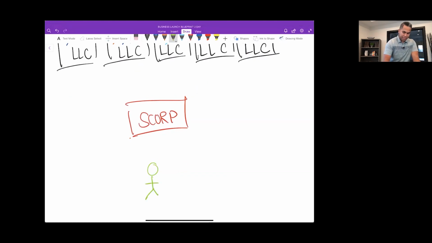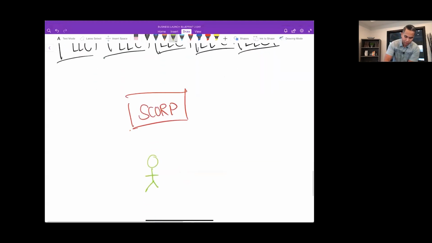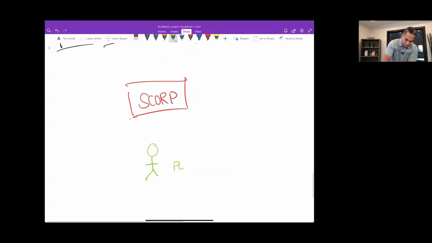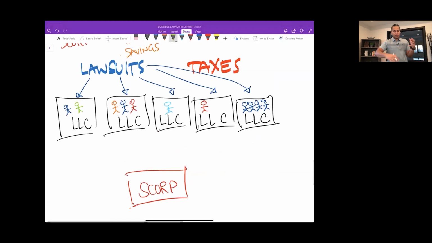I have all this protection up ahead of me before anybody can even touch me or any of my personal assets, okay? So I don't want anybody being able to touch any of that, okay? So lawsuits stop at the LLC level. They can't pierce that corporate veil, okay?